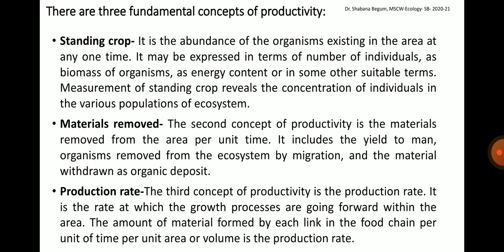Materials removed. The second concept of productivity is the materials removed from the area per unit time. It includes the yield to man, organisms removed from the ecosystem by migration, and the material withdrawn as organic deposit. The third concept is the production rate. It is the rate at which the growth processes are going forward within the area. The amount of material formed by each link in the food chain per unit of time per unit area or volume is the production rate.